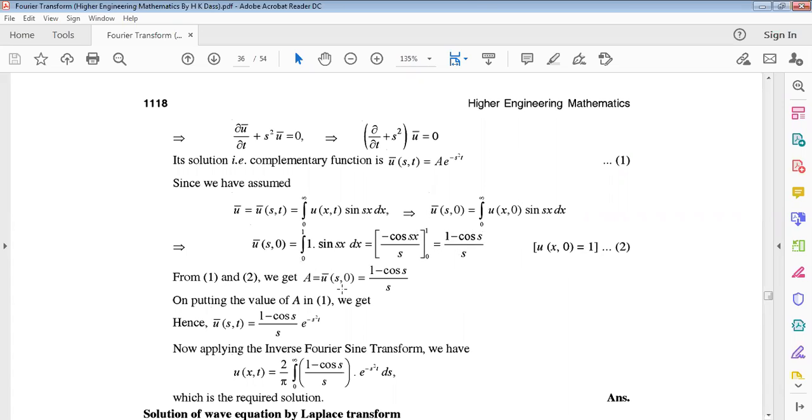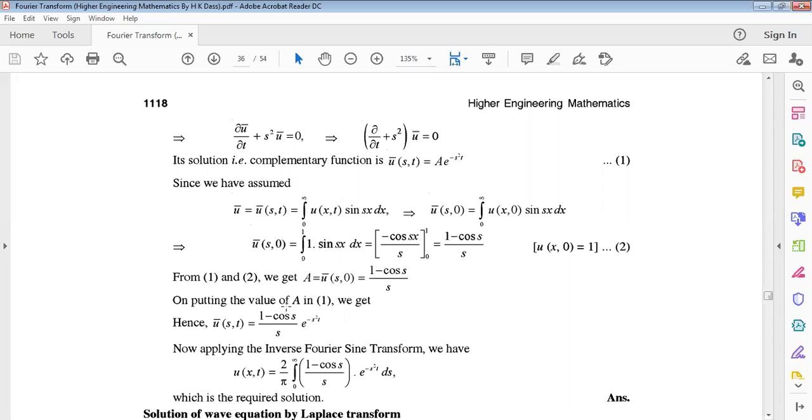Now from equation 1 and 2, we can write this value and this value. A equals u bar s 0 equals this. After putting t equals 0, we get u bar s 0 equals only A, since e to the power 0 equals 1. This is why A equals u bar s 0, and u bar s 0 equals A. This is why this one is also 1 minus cos s divided by s.